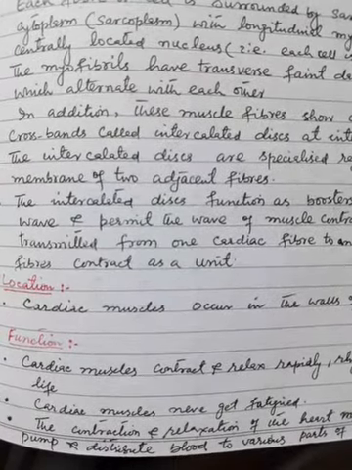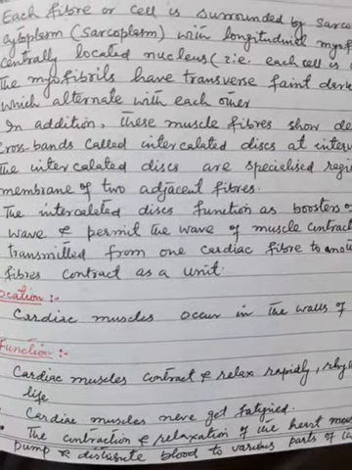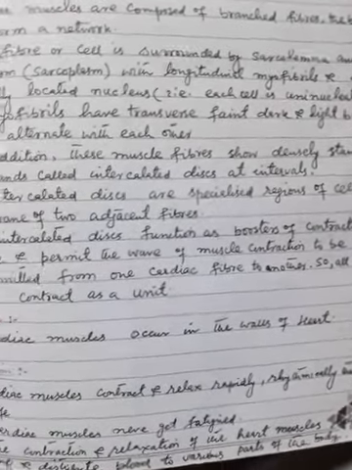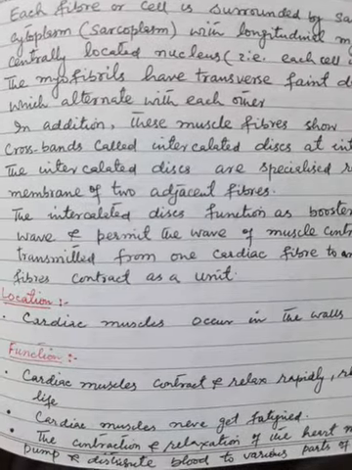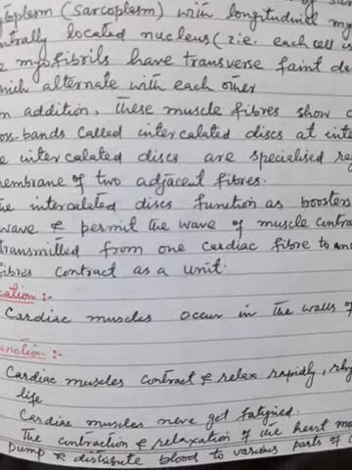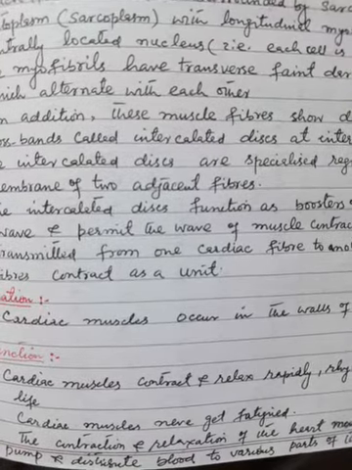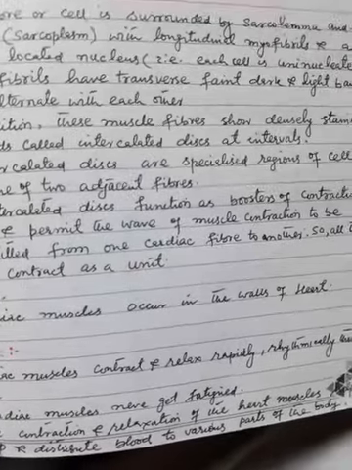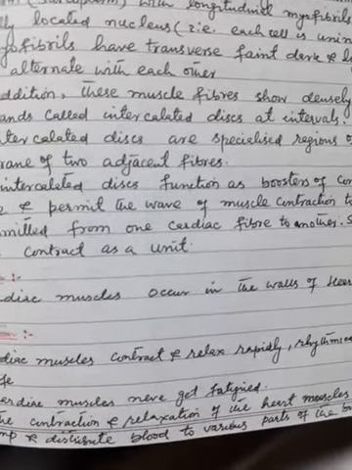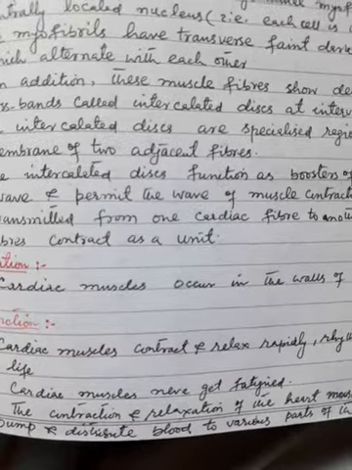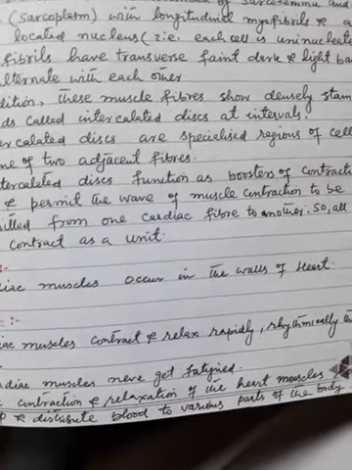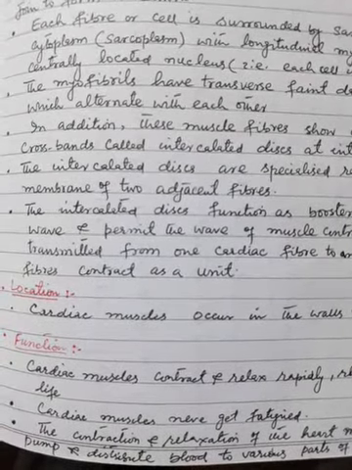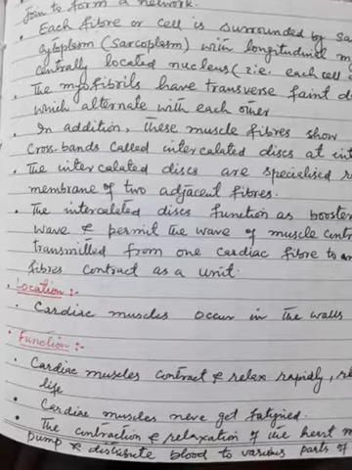Function. Cardiac muscles contract and relax rapidly, rhythmically throughout life. Cardiac muscles never get fatigued. The contraction and relaxation of the heart muscles help to pump and distribute blood to various parts of the body. So this was about cardiac muscle, its structure, location and function.